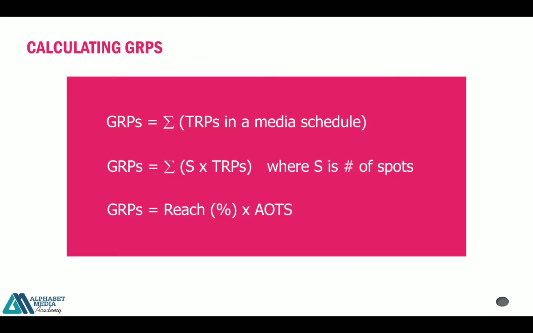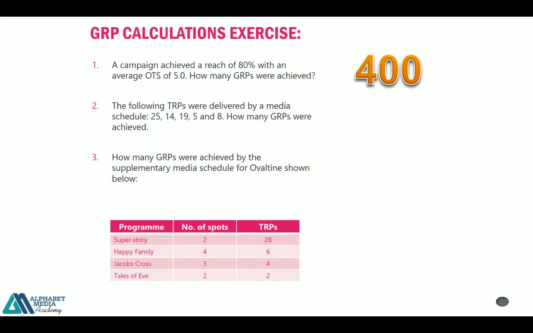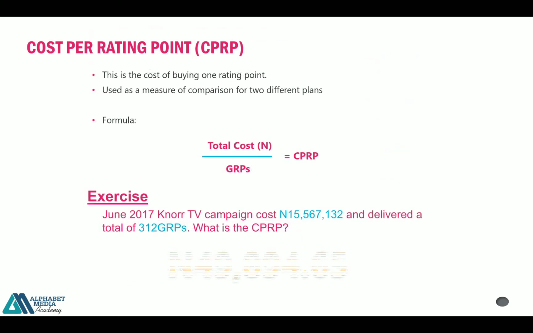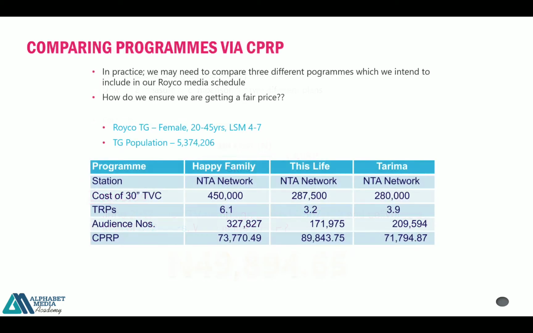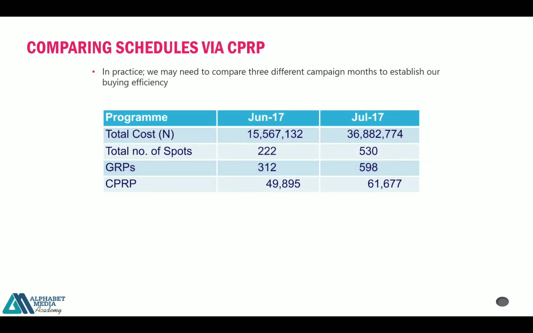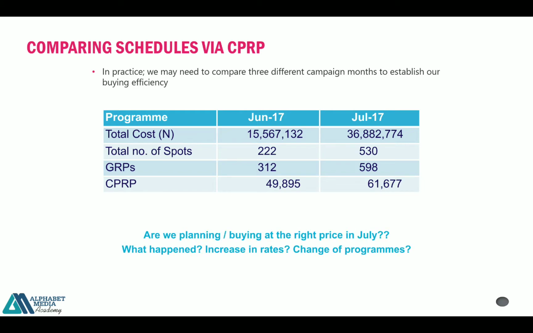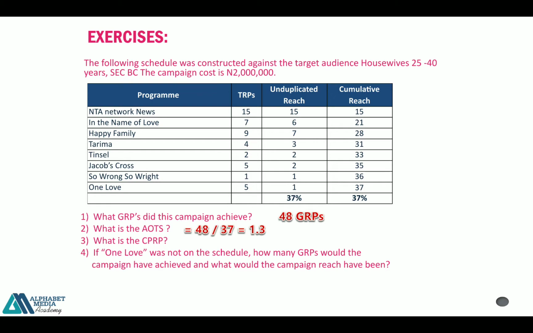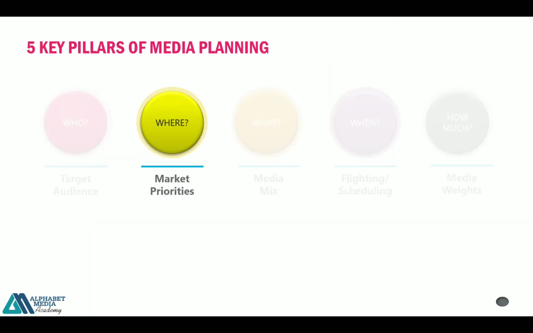Then we talked about gross rating point, and we arrived at an understanding that there were different ways to calculate GRPs. We went ahead to look at a few examples of how these GRPs can be arrived at, and of course how CPRPs are developed. Then we took a look at how you can use CPRPs to compare different programs, and also how you can use CPRPs to compare different media plans on a month-on-month basis, and try to identify where there might be issues with the plan. A couple more exercises here. I'm not going to belabor that.